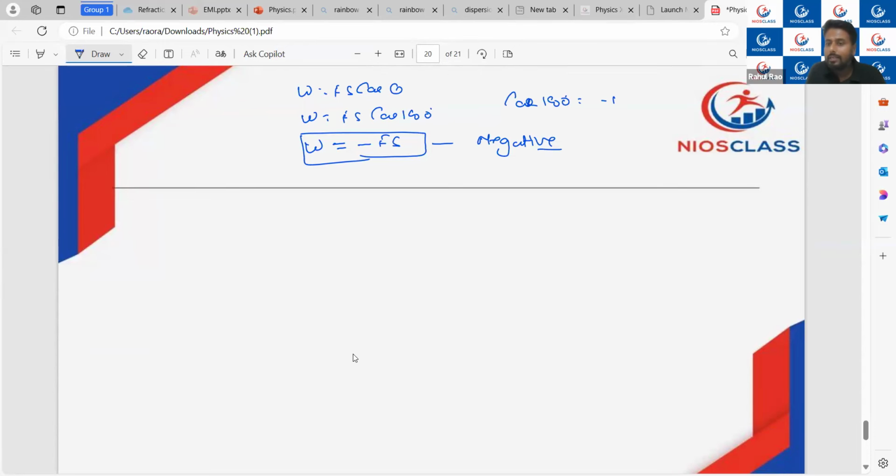And what is the example? Suppose this object is moving in this direction by applying the force F. Okay. So friction force, if it is not a smooth surface, this is a rough surface, so friction force will act here. So what is the direction of the friction force? Opposite to motion, opposite to the displacement.